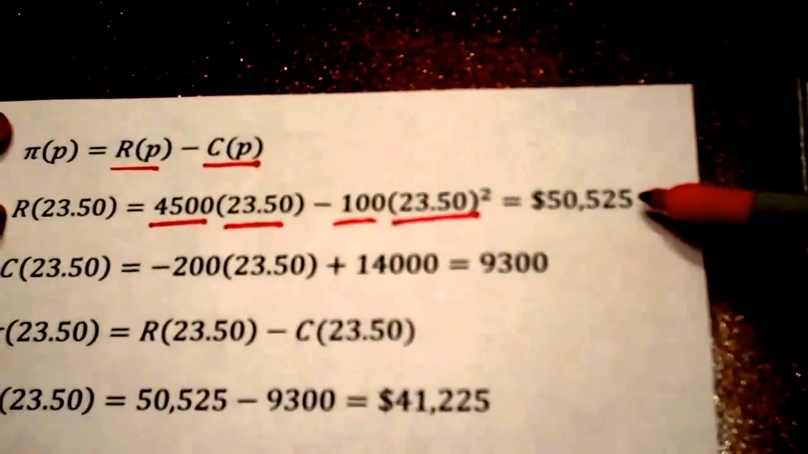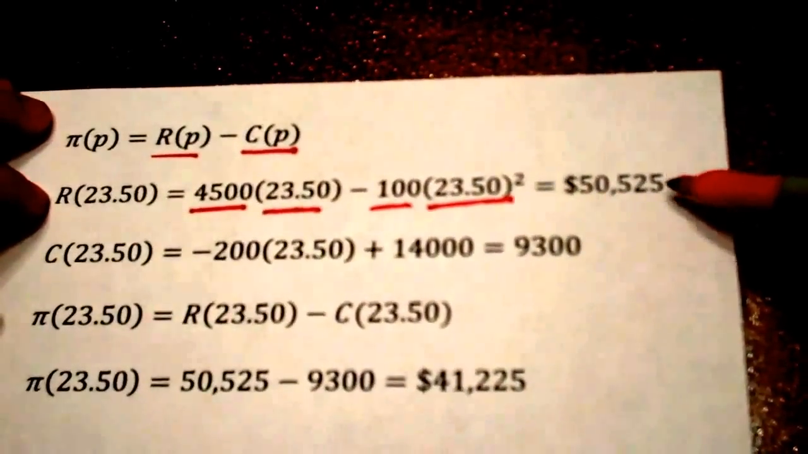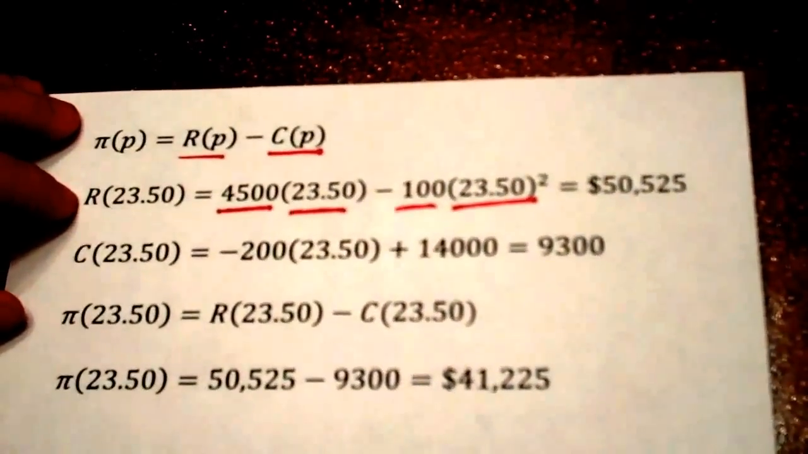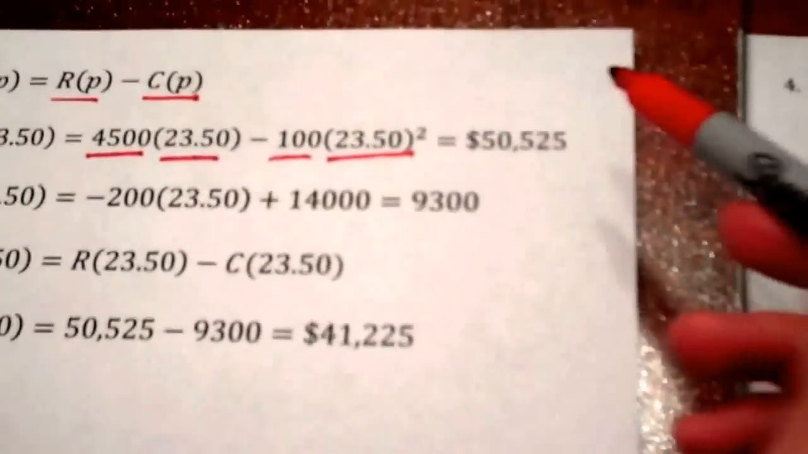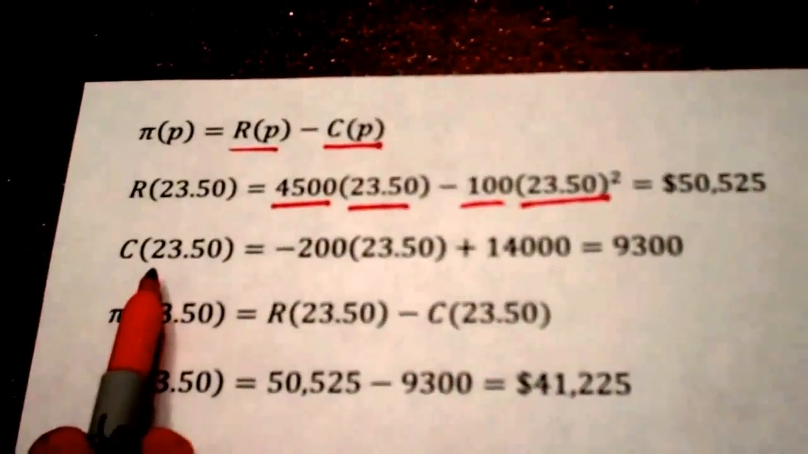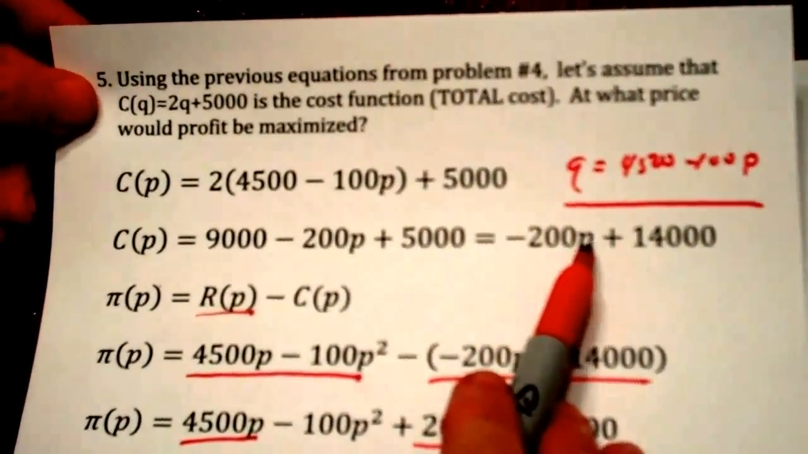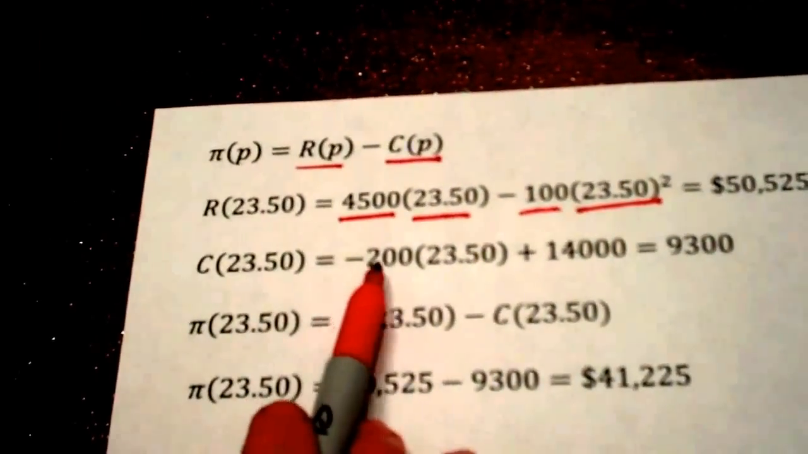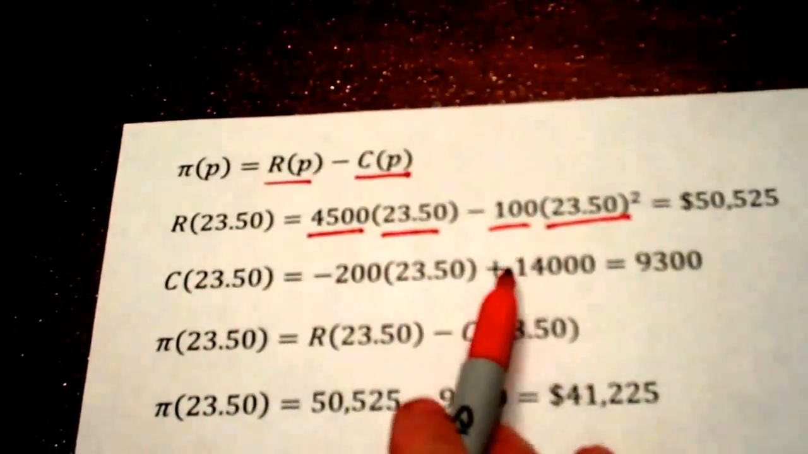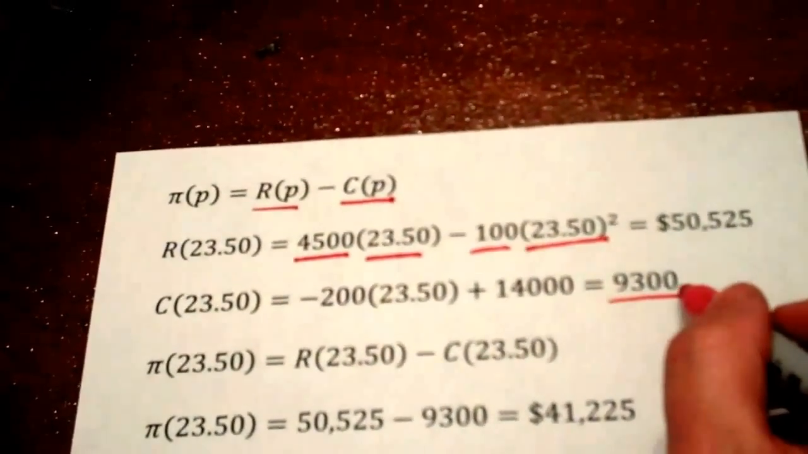$50,525. Now you'll notice, because I did change the price by $1, it definitely changed my revenue from problem 4. In fact, this one is $100 less than what it was on the last problem. So now let's figure out the cost. The cost equation, which we had just a moment ago, you'll recall was negative 200 times the price plus 14,000. Plugging in $23.50 then, I have negative 200 times that $23.50 plus my $14,000, which means my cost was $9,300.